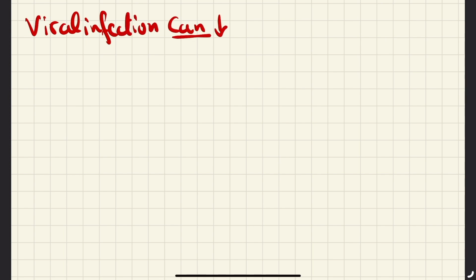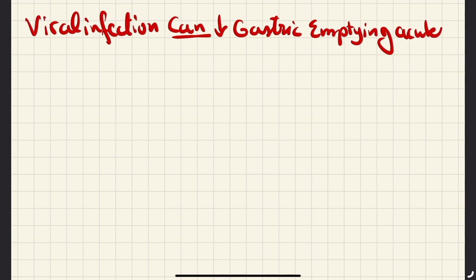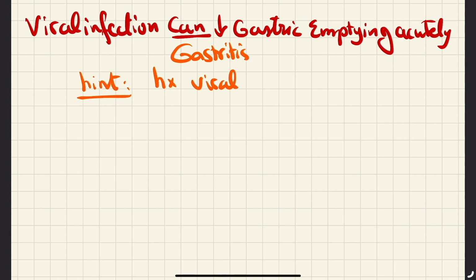If you have a recent viral infection, it can cause viral gastritis and also cause a gastric emptying problem. So you see symptoms of gastroparesis, but you don't see the risk factor in the history. So in that case, you see a recent viral infection. Think of this as a cause.